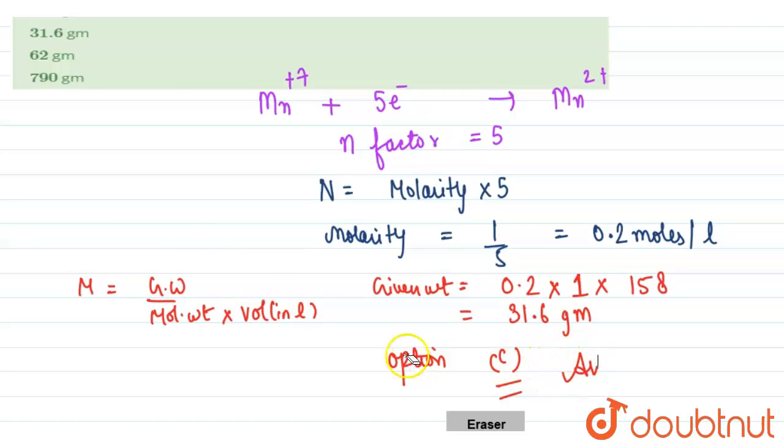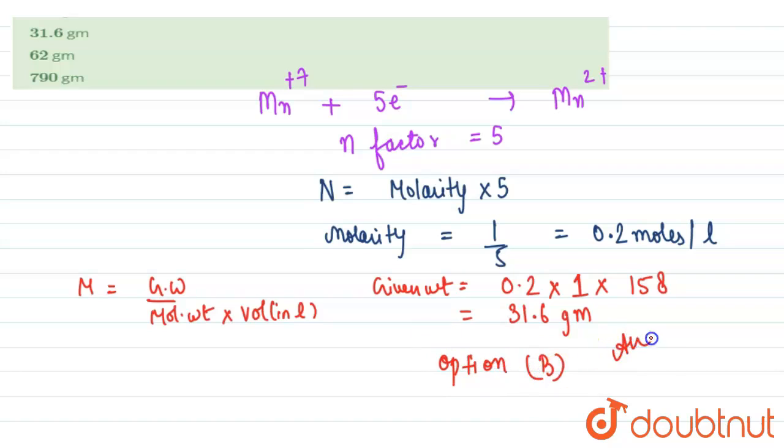Sorry, it is option number B. Our answer is option number B. 31.6 gram KMnO4 is required.